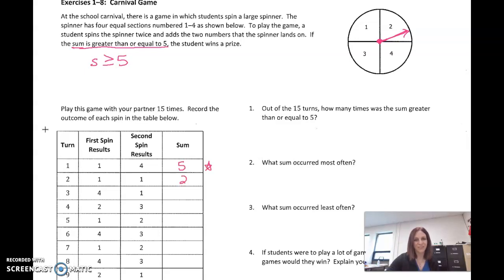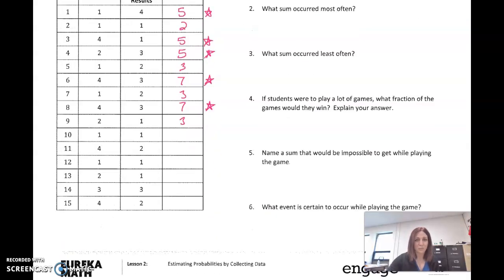1 plus 1, 2. Not a win. 4 plus 1, 5. Winner. 2 plus 3, 5. Winner. 1 plus 2 is 3. 4 plus 3 is 7. And so on, through the rest of the turns, with sums of 3, 7, 2, 6, 2, 3, 6, and 6.